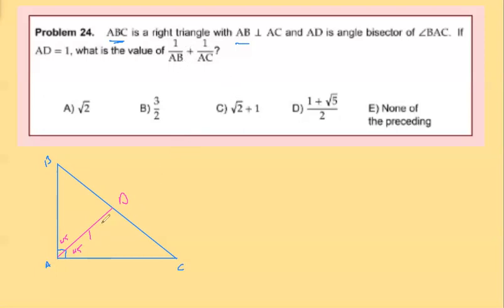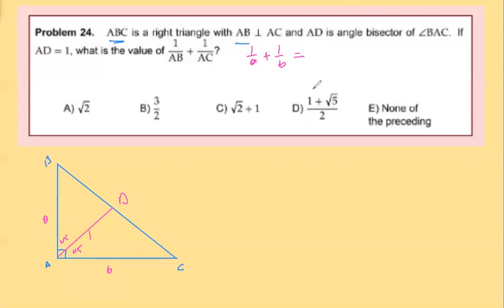what is the value of 1 over AB plus 1 over AC? I'm going to call this side A, and I'm going to call this side B. So the question is asking us for 1 over A plus 1 over B. This is a bit trickier. We would like to know A and B, and if we can find them, we can just find 1 over A plus 1 over B, but it doesn't look like we really need to find A and B.